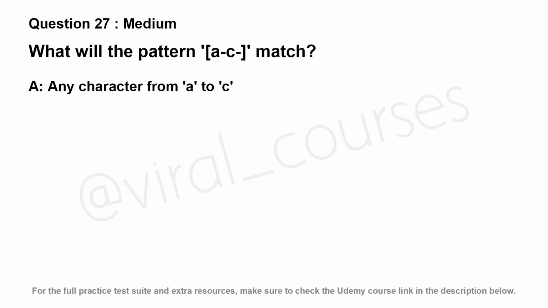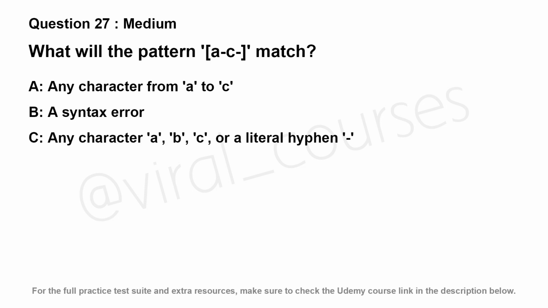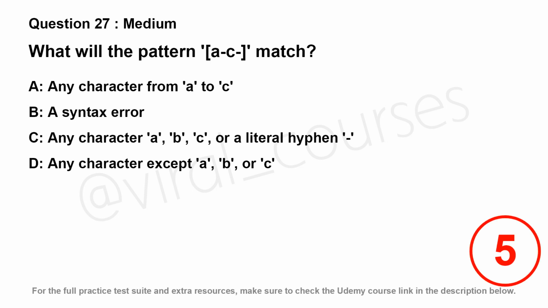What will the pattern [A-C-] match? Option A, any character from A to C. Option B, a syntax error. Option C, any character A, B, C, or a literal hyphen. Option D, any character except A, B, or C.